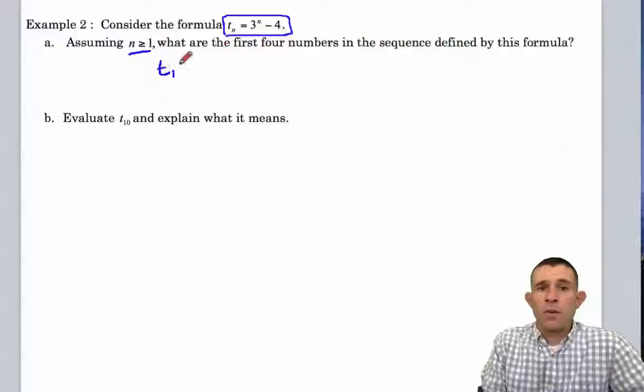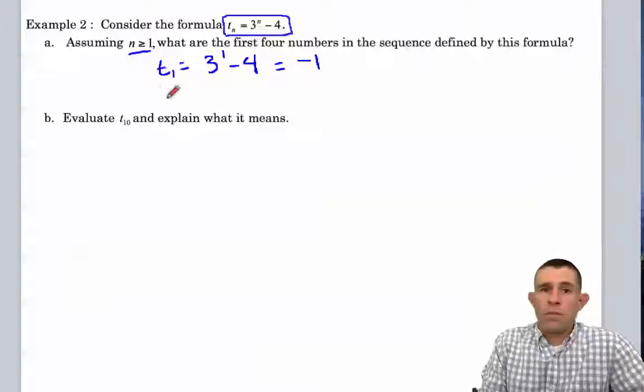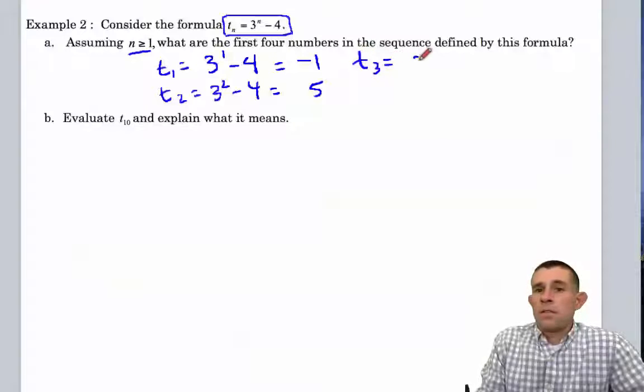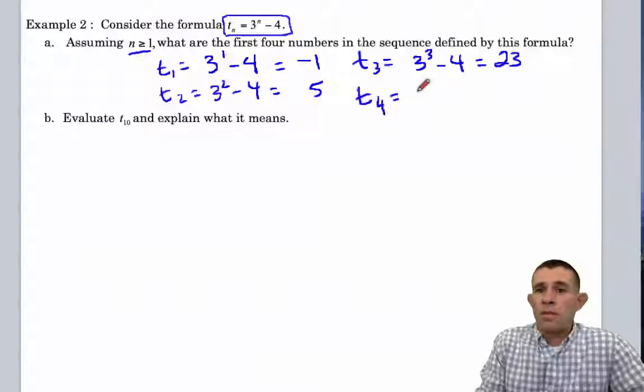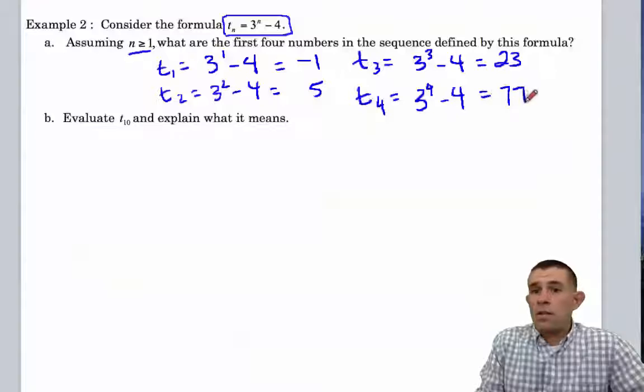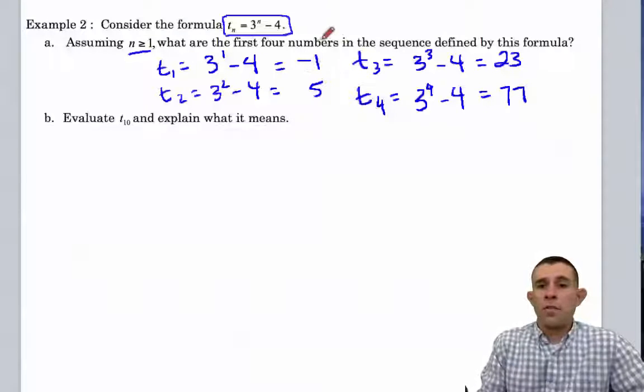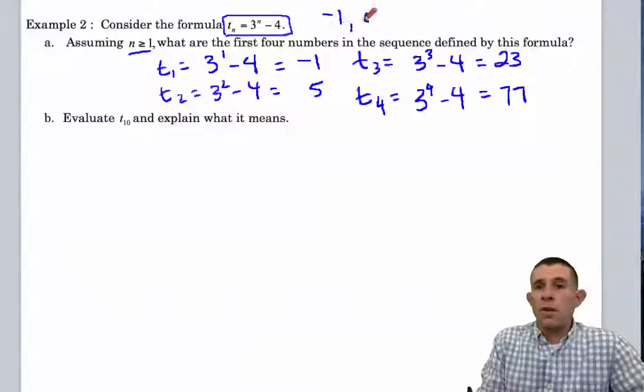So let's find t sub 1 simply by substituting the value of 1 in for n. 3 to the first power is 3 minus 4 is negative 1. T sub 2 is 3 squared minus 4. That's 9 minus 4, which is 5. 3 cubed minus 4 now is 27 minus 4, which is 23. And the fourth position here is 3 to the fourth minus 4. That's 81 minus 4, which is 77. Okay, so here's the first 4 numbers of this sequence: negative 1, 5, 23, and 77.